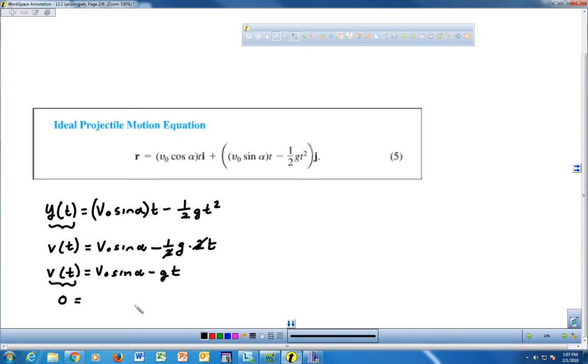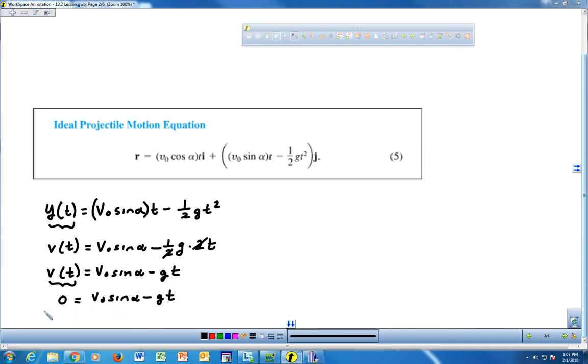Then we want to find the time when the velocity is equal to 0, so we can find that maximum height. I substitute the 0 into the velocity and solve for t. This is going to give us the time when the velocity is 0, which is the same as our maximum height. That's when the velocity is 0.